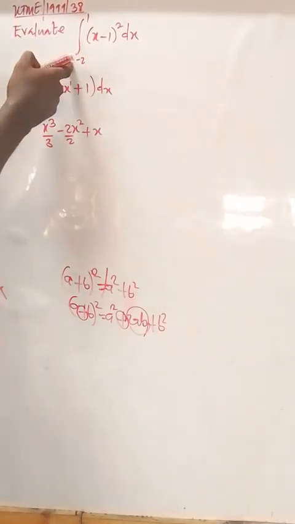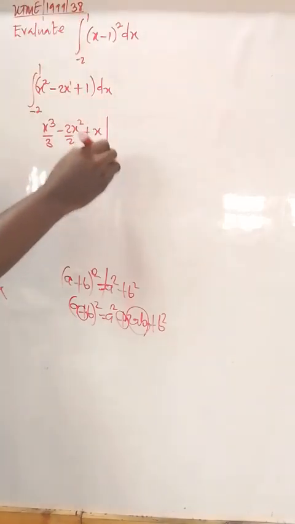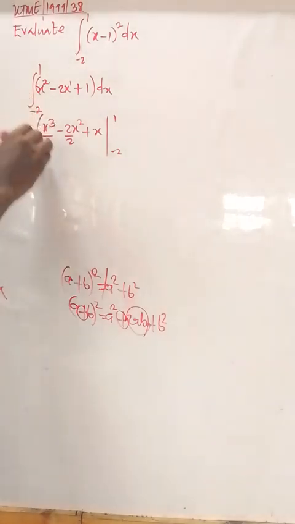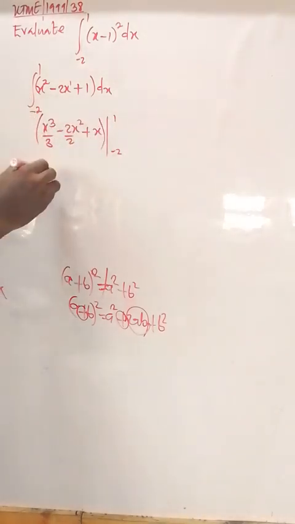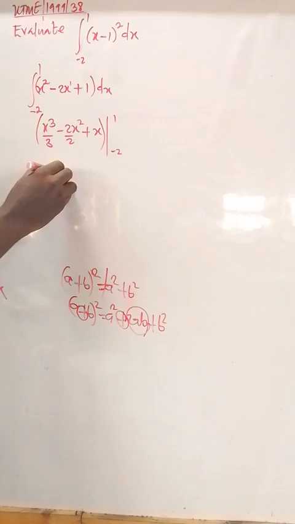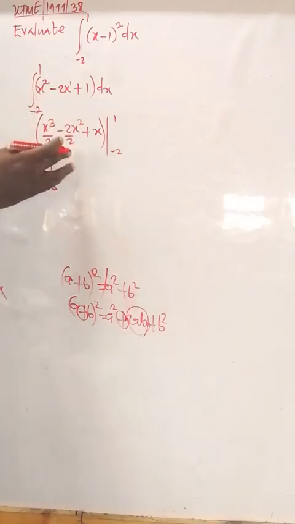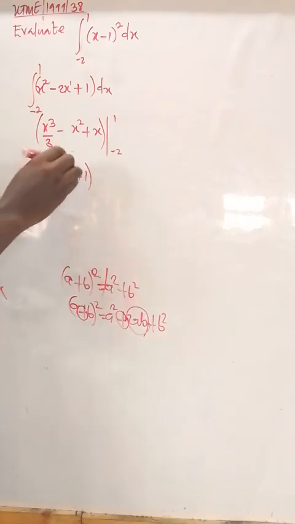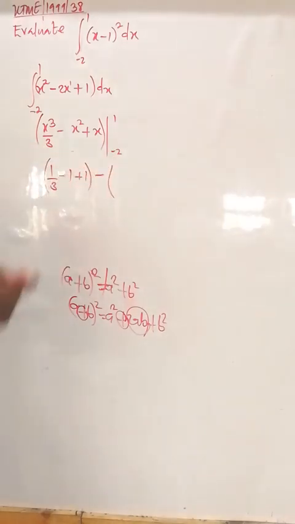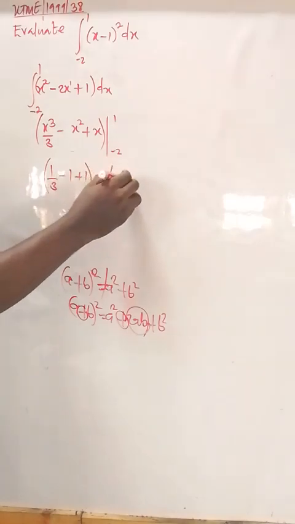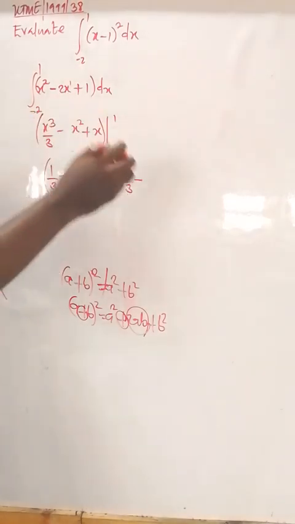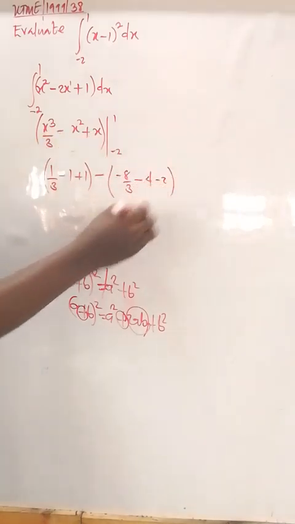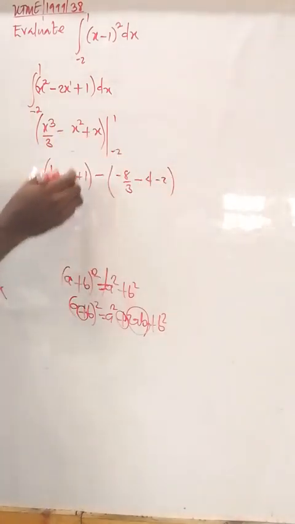Note, the number below is always smaller than what you have up there. So from where? From minus 2 to 1. So what are we going to do? We insert the upper limit, which is 1. Then we have 1 cubed over 3, plus 2 over 2, which cancels, so this is just x squared, 1 squared plus 1. Minus, let's now insert minus 2. Minus 2 cubed is minus 8 over 3. Minus 2 squared is 4. Then x, replace x with minus 2. Minus 1 plus 1 cancels, so everything here is 1 over 3.